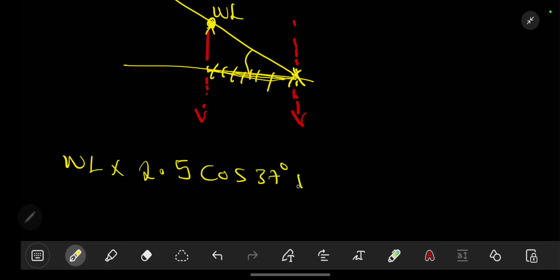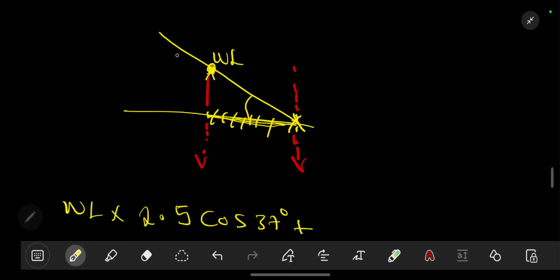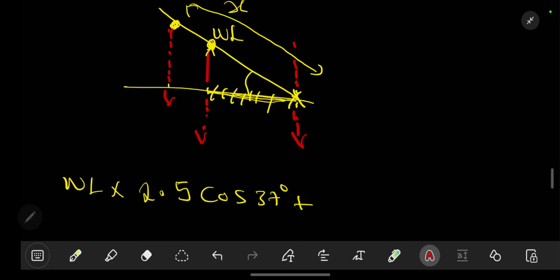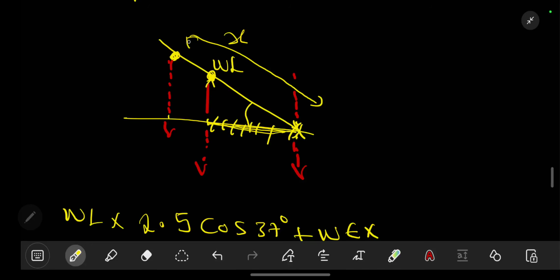We have plus another one, which is our electrician. Imagine they are here, and this distance we are going to call x, since we don't know it. They are exerting a force downwards like that. So we add the weight of the electrician times the distance from here to where the electrician is.